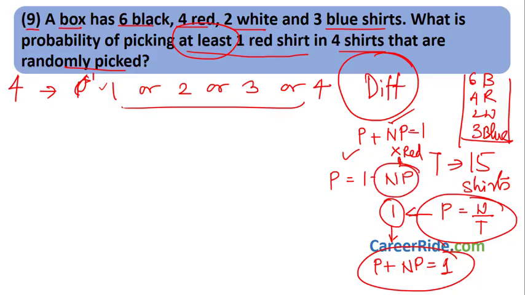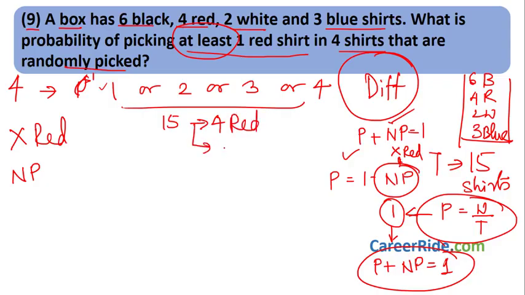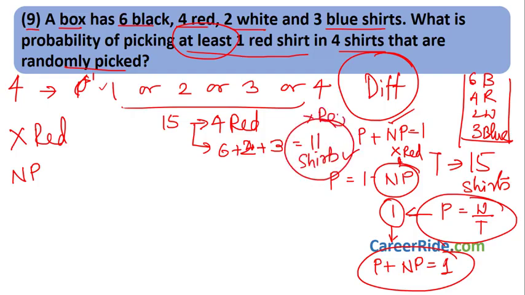Okay, so let us now find the probability of not choosing a red shirt. How many total shirts are there? 15. Out of them 4 are red. So how many non-red shirts are there? It is 6 black plus 2 white plus 3 blue, that would be 8 plus 3. 11 shirts are there which are non-red.